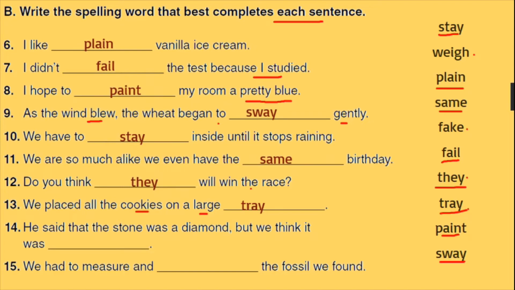Number 14, he said that the stone was a diamond, but we think it was, I have way or fake. Of course it was fake. It means unreal. We had to measure and weigh the fossil we found. It means we had to find its weight.